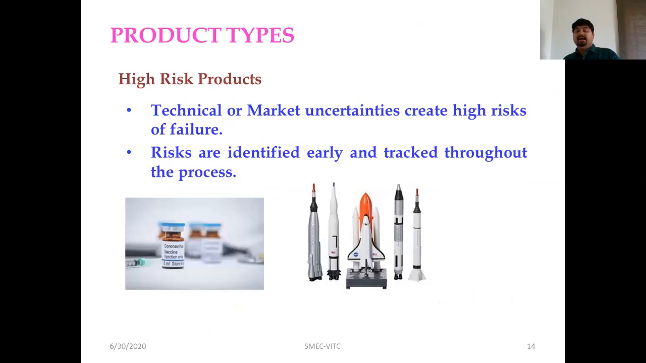The other type of product is called high risk products. Here, technical and market uncertainties create a high risk of failure. Around 2 years back, there was a launch vehicle which failed, and another thing we experienced was Chandrayaan, where we were successful till reaching the moon orbit. Thereafter, in landing, we were not successful. So this all becomes a high risk of failure, where a lot of investment is happening, and if anything goes wrong, it is going to be a maximum investment loss.